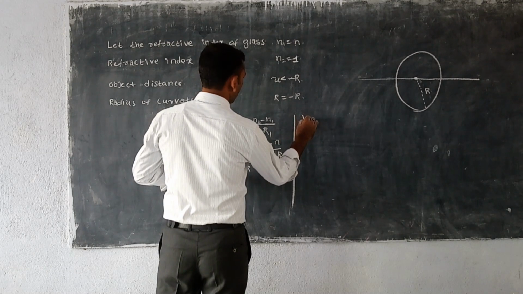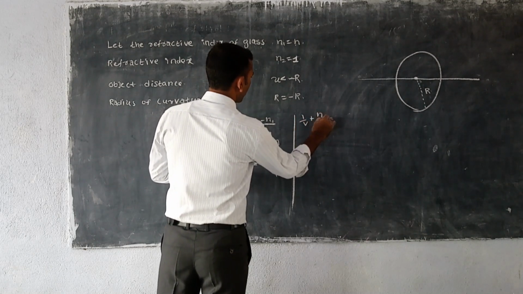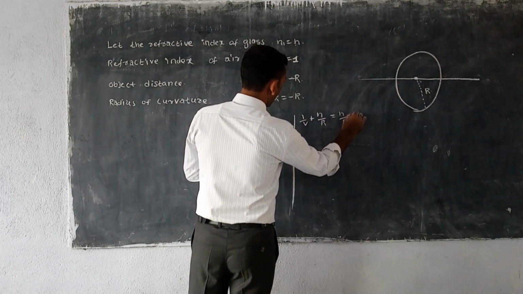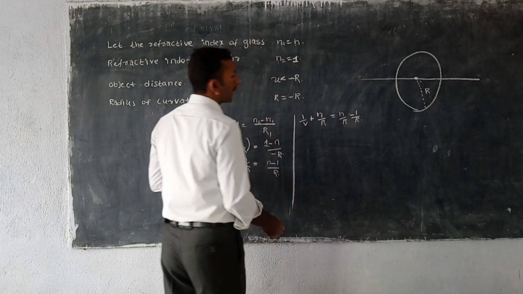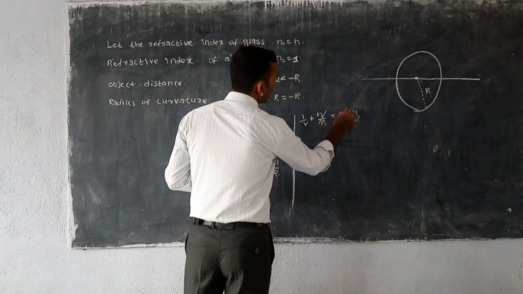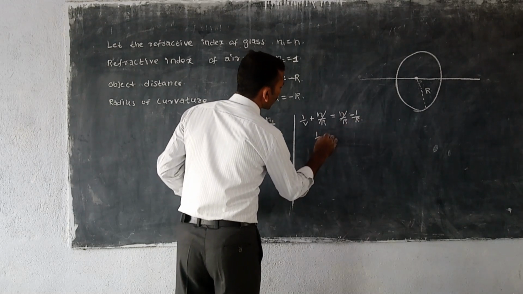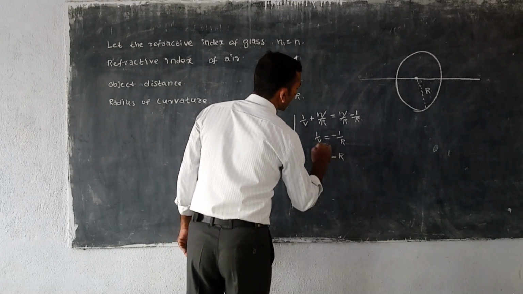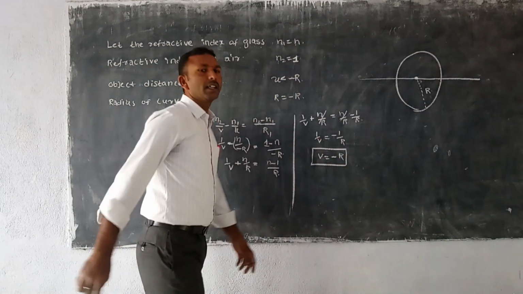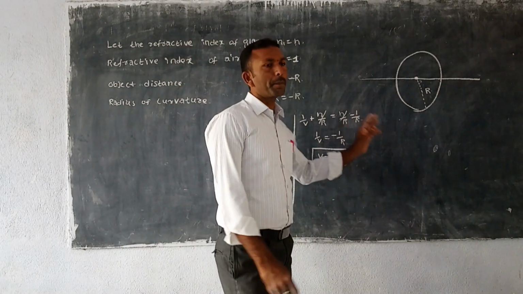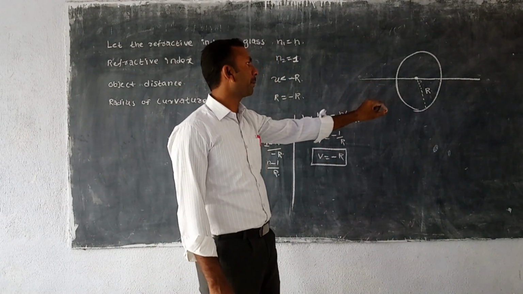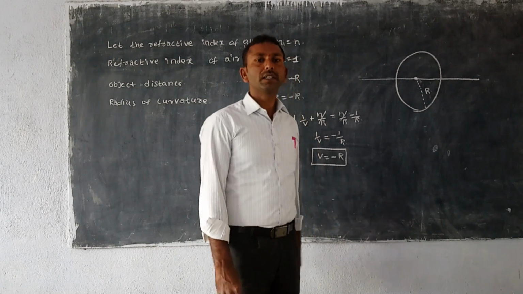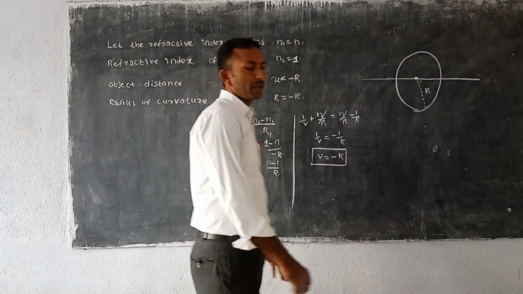1 by v equals n by R minus 1 by R plus... rearranging, the n by R terms cancel, and 1 by v equals minus 1 by R. So v equals minus R. So we can say the object will appear at the original distance if you are seeing from outside of the surface. This is another problem.